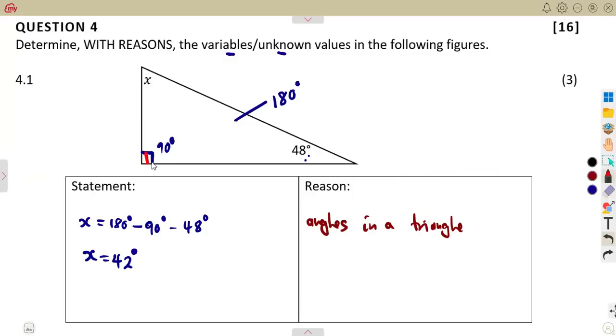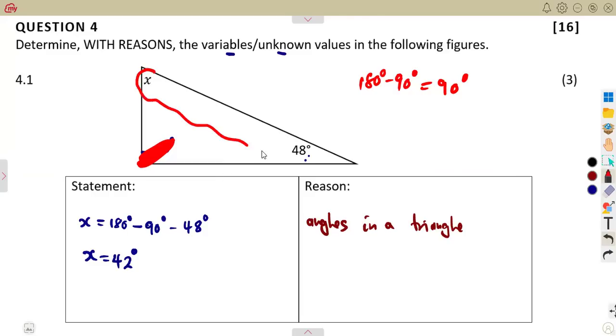Since you understand that this is a right angle triangle, there is a 90 degrees here already. So what does it mean? It means these two remaining angles must give us 90 degrees, because remember, guys, this is out of 180. 180 minus 90, because you have removed this 90, we are going to remain with 90 degrees. So these two remaining angles are supposed to add up to 90 degrees. So you can simply find x by doing that.